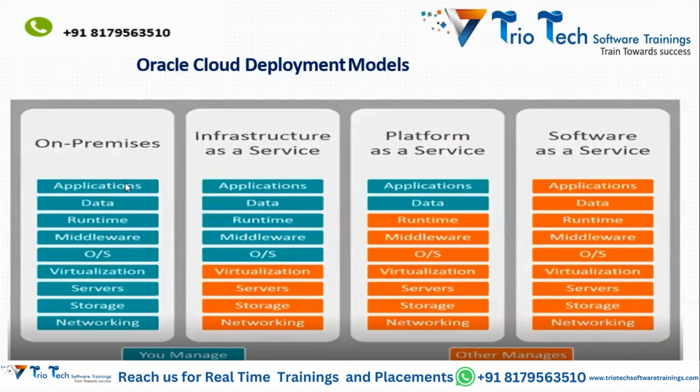Applications on-premise, the application data, runtime, middleware, all these infrastructural aspects would be managed by the company itself. You manage means the company manages it. Similarly, for infrastructure, the blue ones, that particular piece of infrastructure and capabilities would be managed by the company itself, and the remaining ones, the orange ones, are something that Oracle would manage.